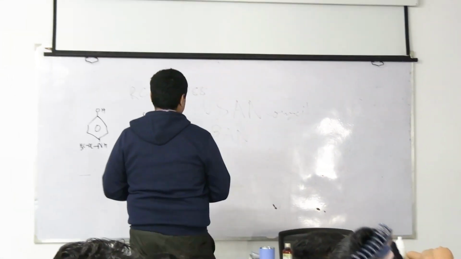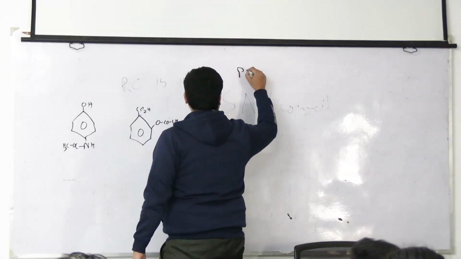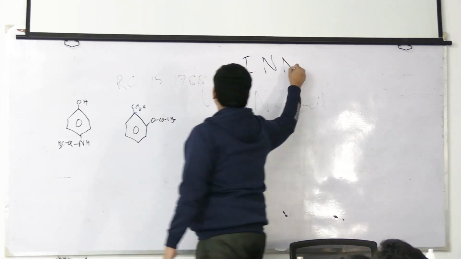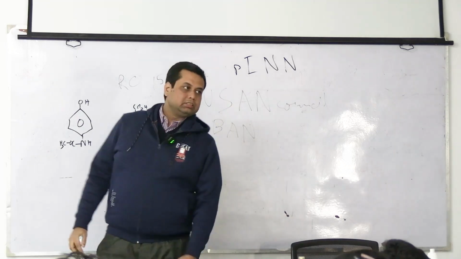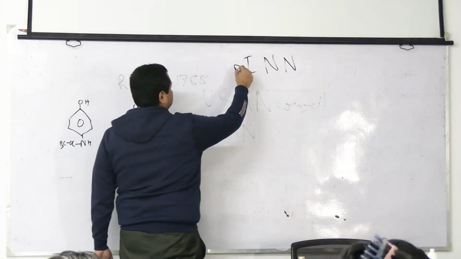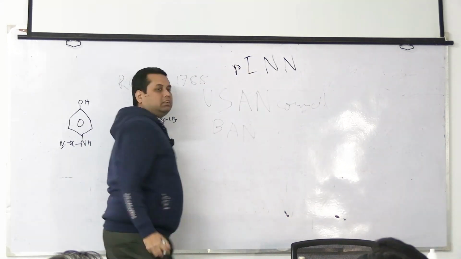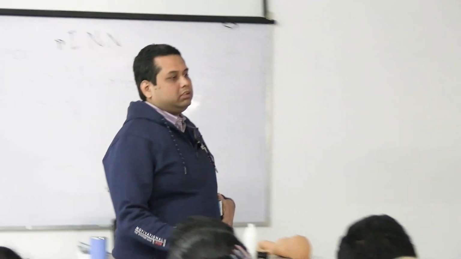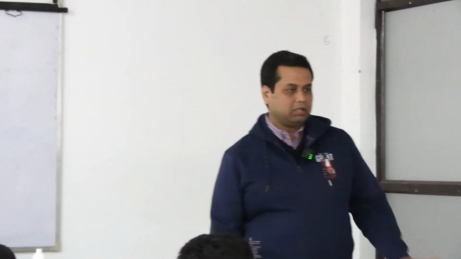Now there is recognized international non-proprietary name. ঠিক আছে? Recognized international non-proprietary name. So all the new compounds that are being developed, they are being named by this institute. So USAN or BAN, mostly they are same, the names are same.